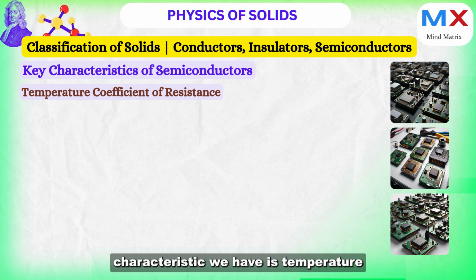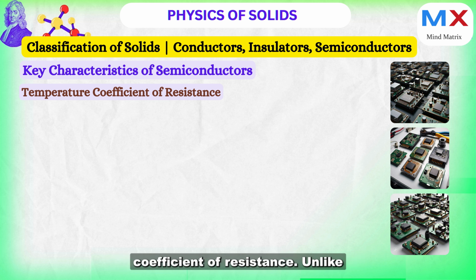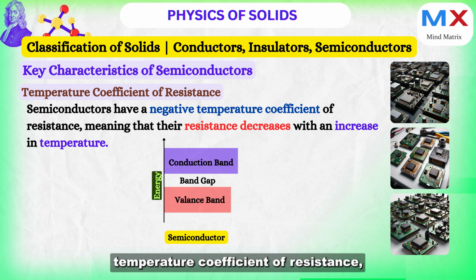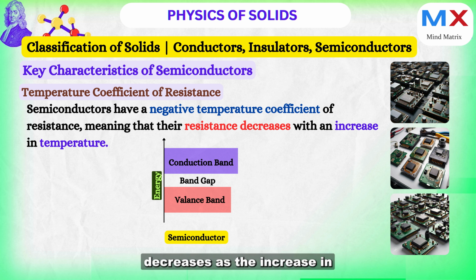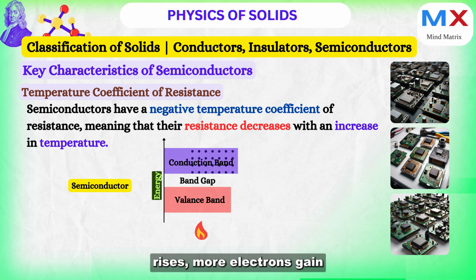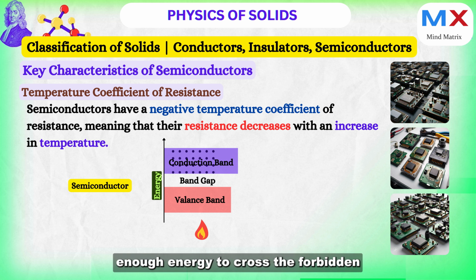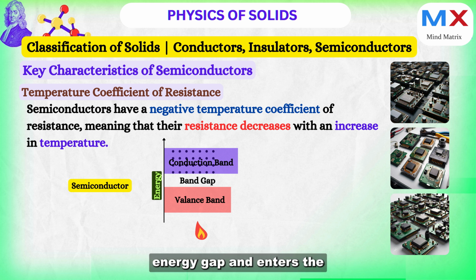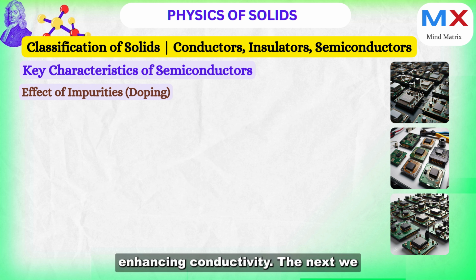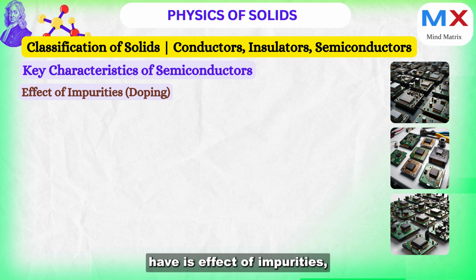The next characteristic we have is temperature coefficient of resistance. Unlike conductors, semiconductors have a negative temperature coefficient of resistance, meaning that their resistance decreases as the temperature increases. As the temperature rises, more electrons gain enough energy to cross the forbidden energy gap and enter the conduction band, thus enhancing conductivity.